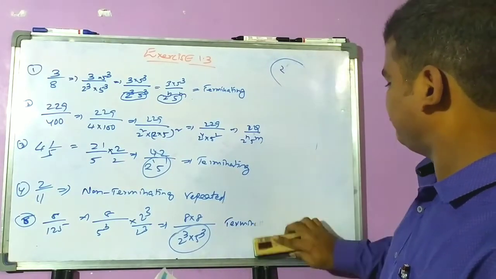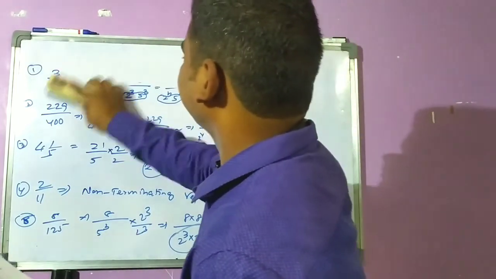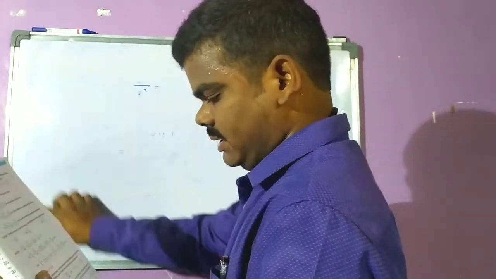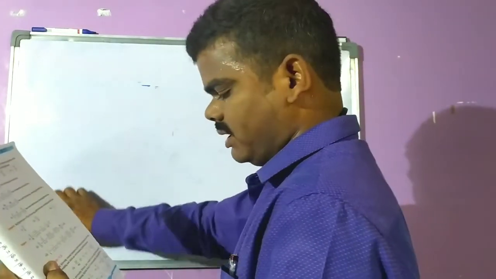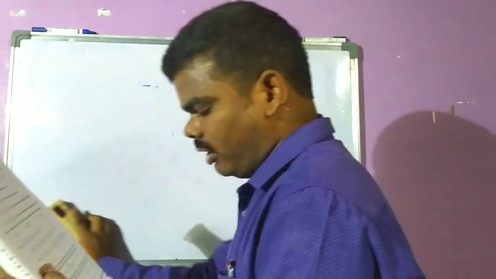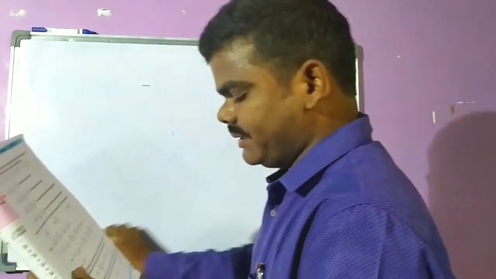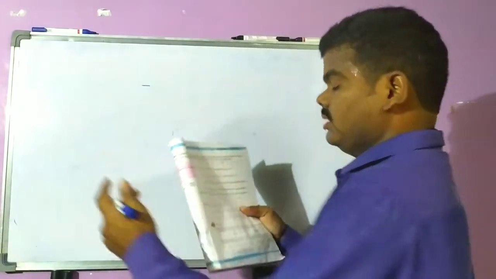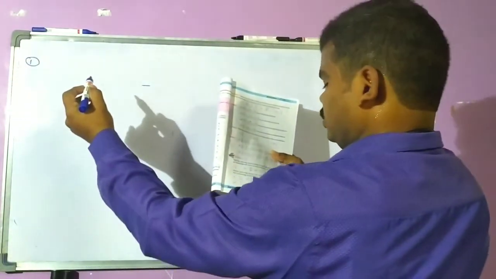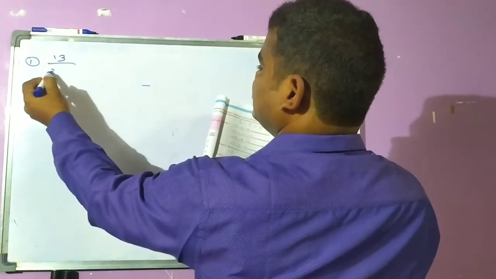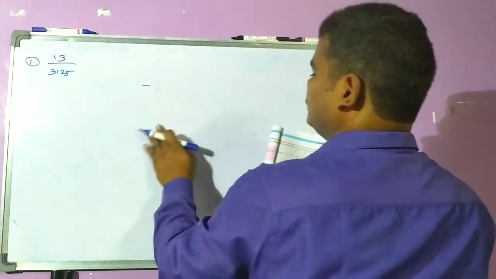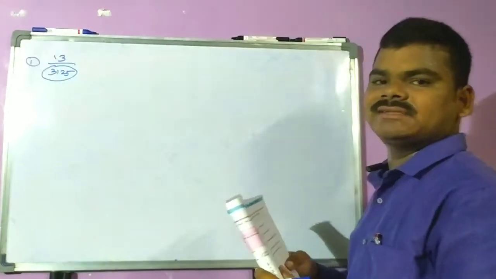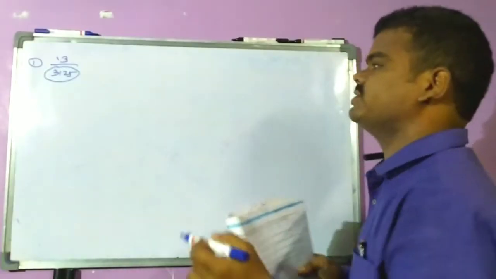Next, the second question. Without performing the actual division, state whether the following rational numbers will have a terminating form or a non-terminating repeating decimal form. First one is 13 by 3125.